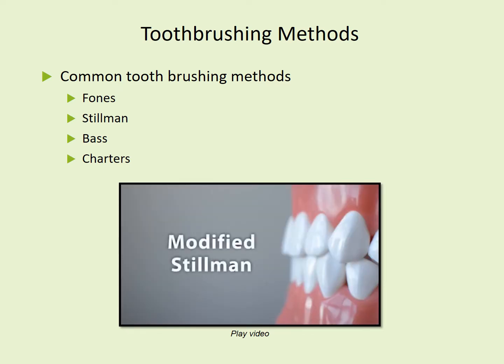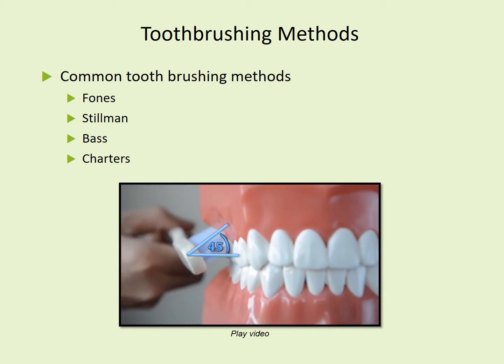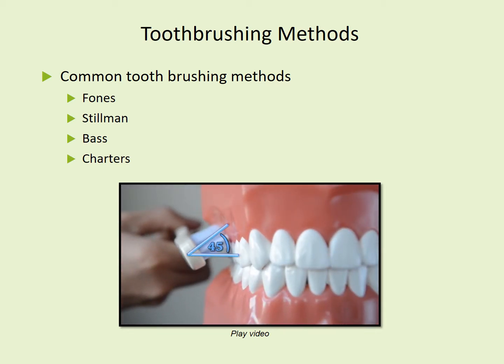Next up is the modified Stillman. In general, this is the most appropriate technique suitable for everyone and is highly recommended. This is accomplished by directing the bristles towards the gums at a 45-degree angle and placing the bristles partly on the teeth and partly on top of the gums.